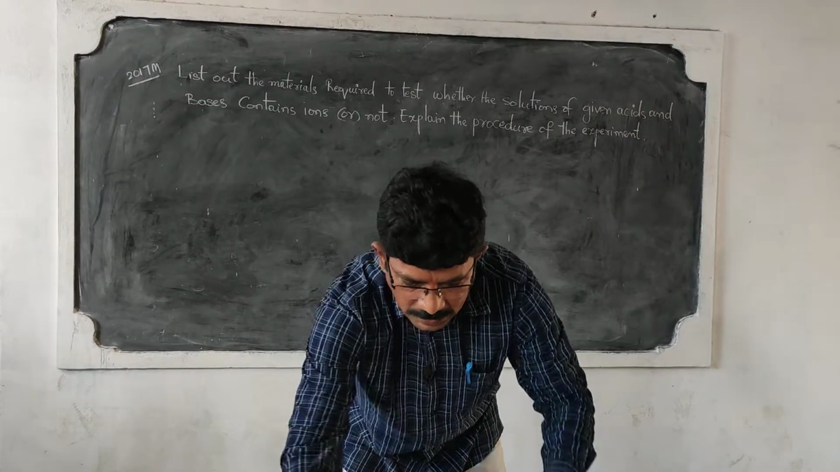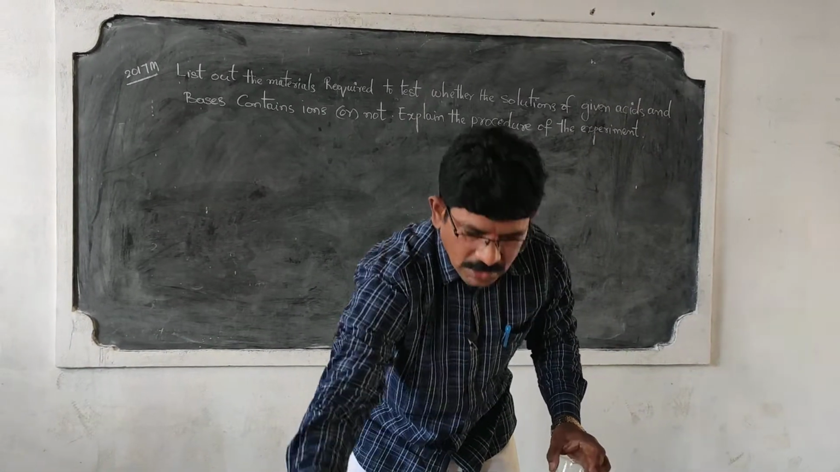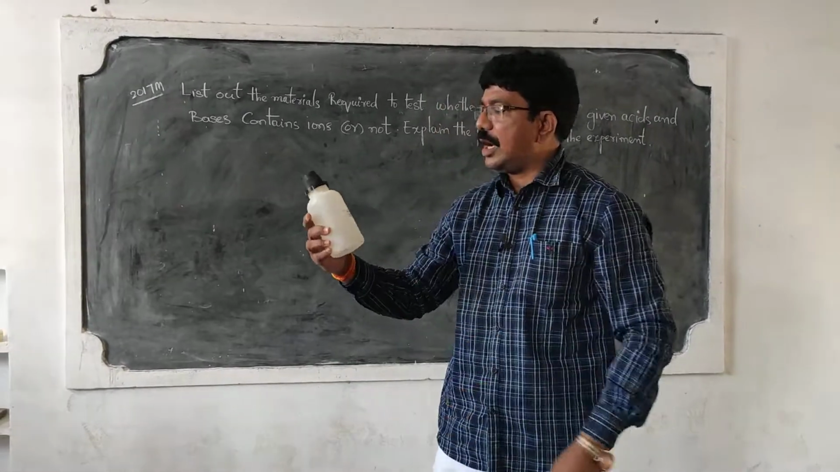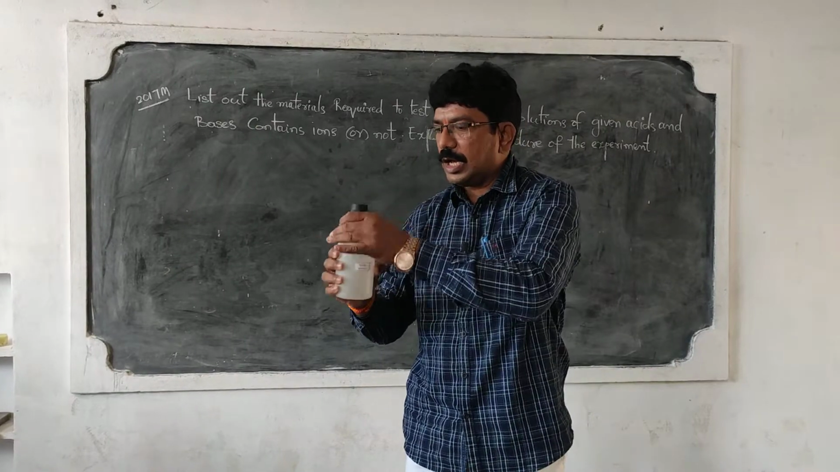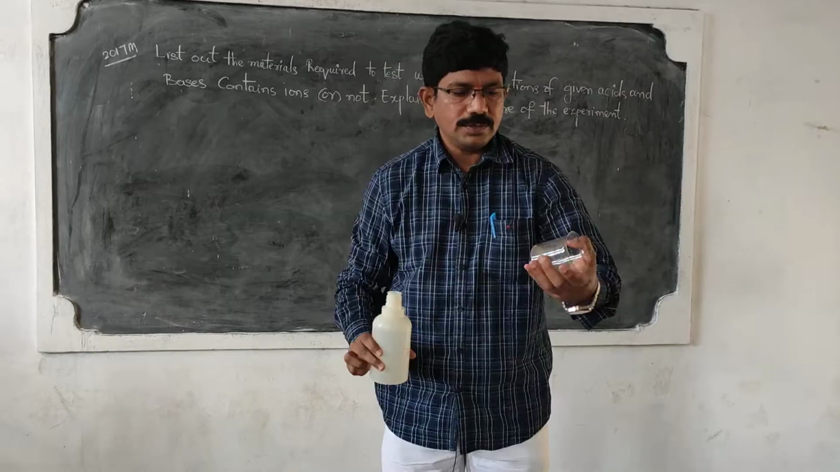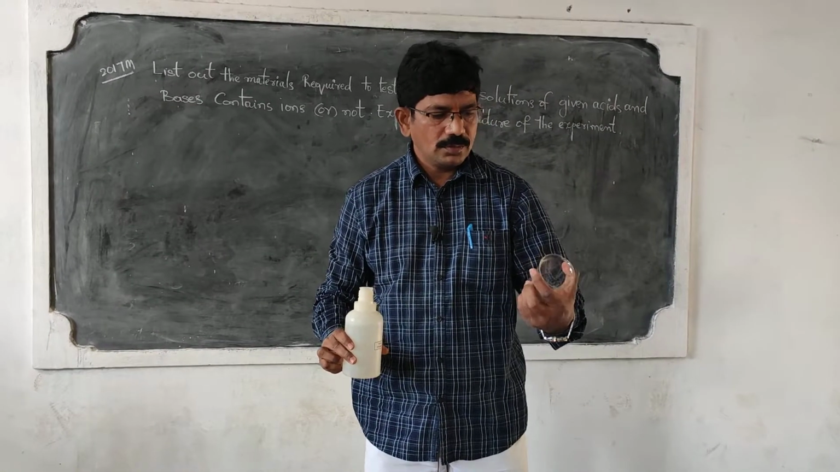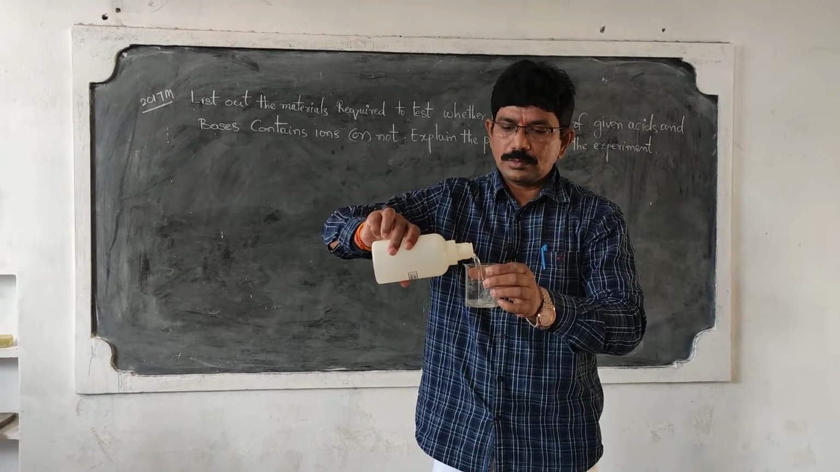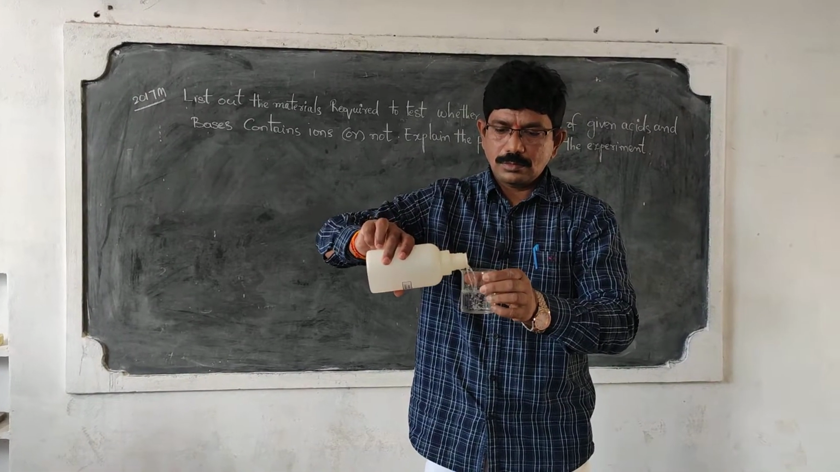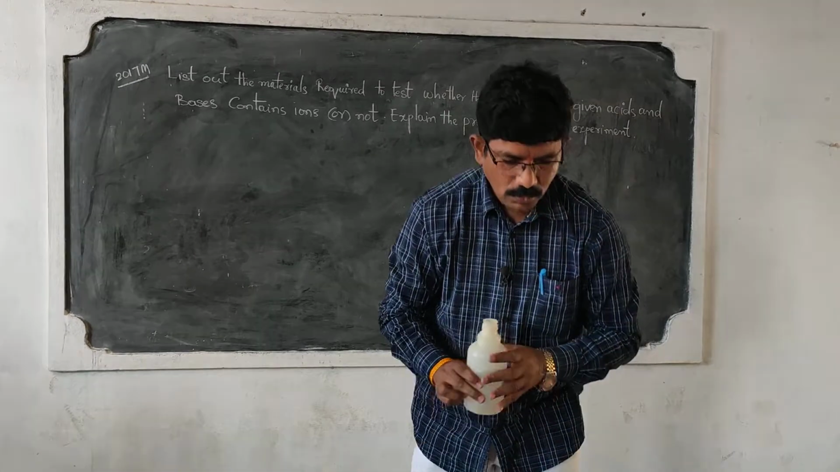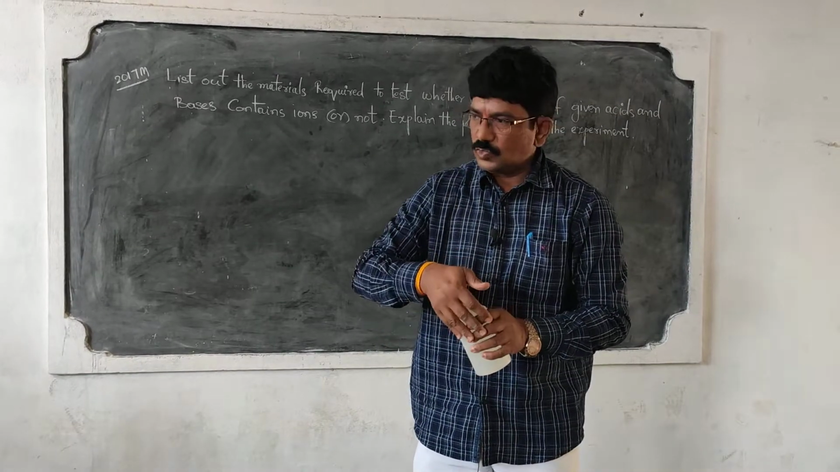Next, in another beaker, see this one. This is alcohol, ethanol, alcohol solution. This is a 150 ml beaker. I have taken alcohol in one of the beakers.